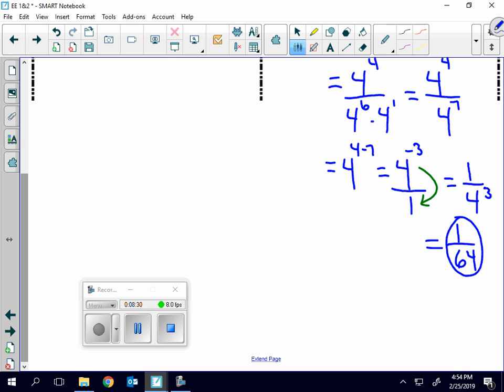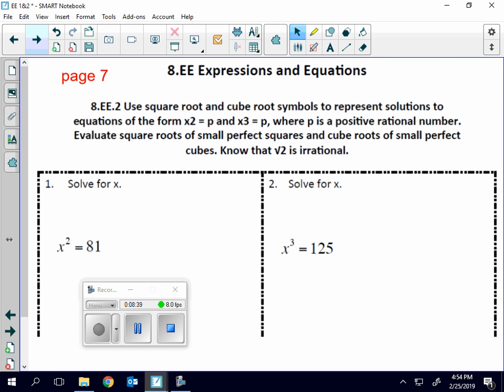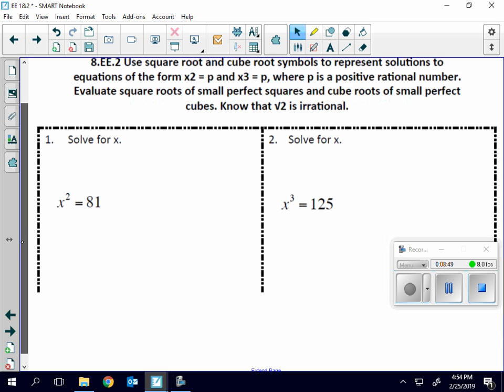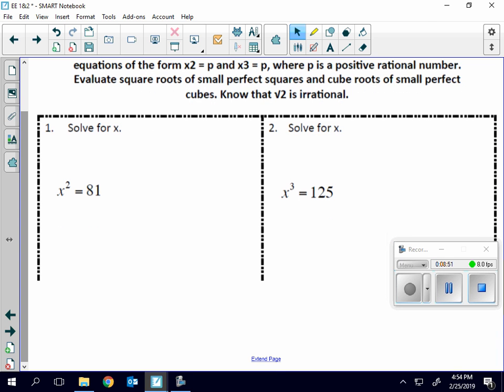That one was long. Okay, that one's tricky, but we know all the steps. You know everything. You know how to do things. Turn it to the next page, page 7. It says it on the bottom, page 7. We are on standard EE2. We're solving for x when we have exponents, okay? We did this recently here.